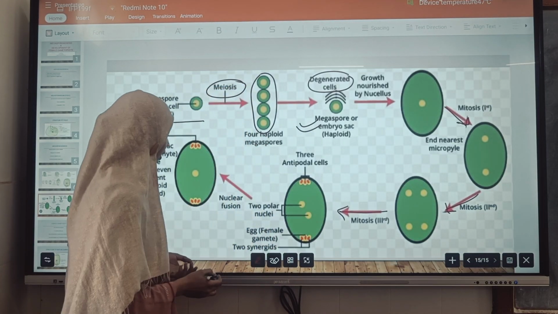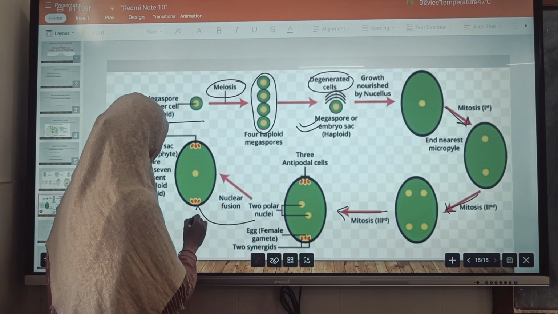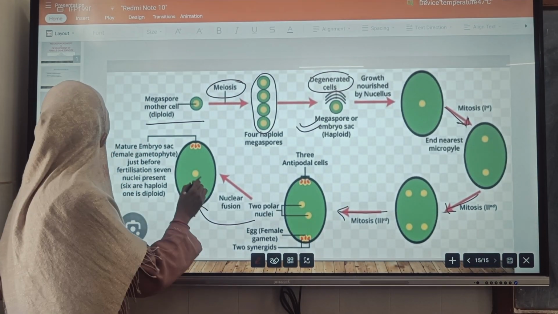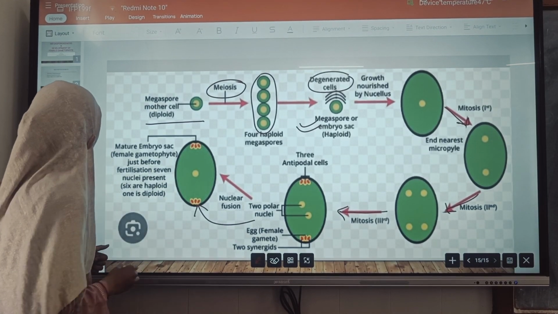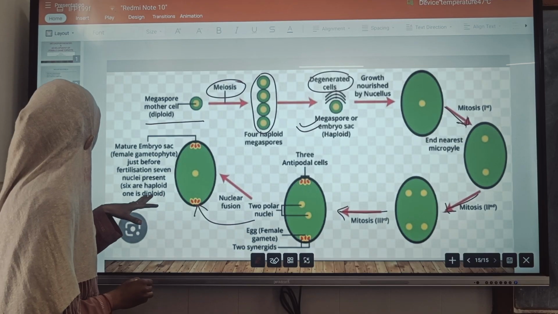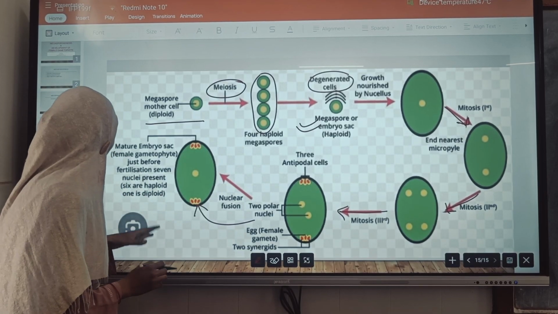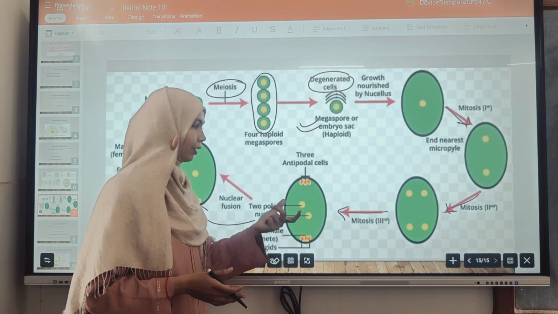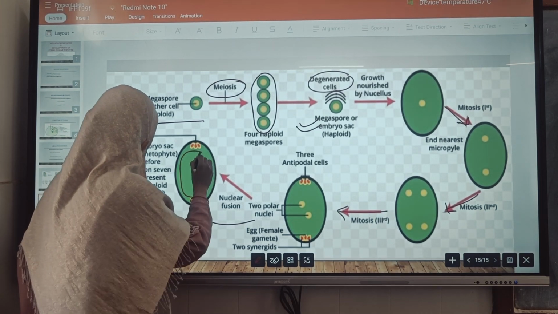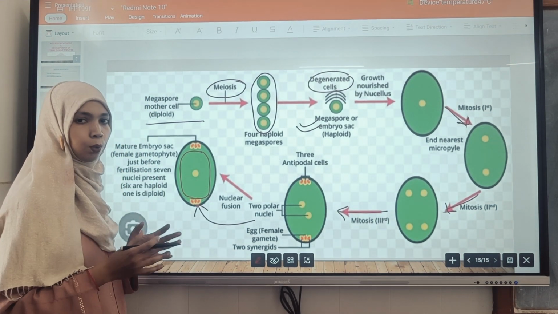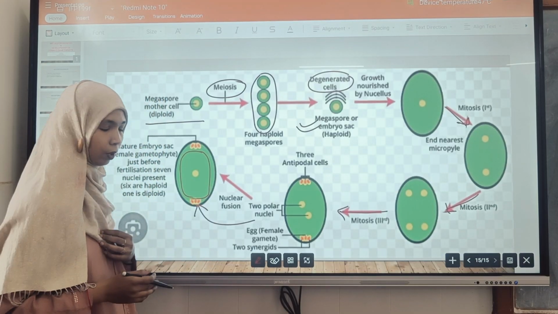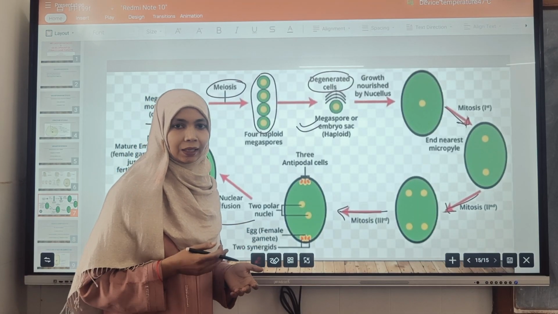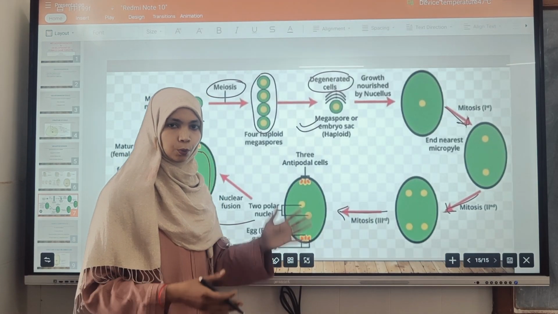and later on when the cell wall is formed, that 8-nucleated cell forms a 7-cell, 8-nucleated structure, which is the mature embryo sac, a female gametophyte. Just before fertilization, out of these 7 cells, 6 cells are haploid. Only a single cell is diploid, which I have already told you is the central cell with 2 polar nuclei. I hope you all understand megasporogenesis and how the embryo sac or female gametophyte develops inside the megasporangium. Thank you.